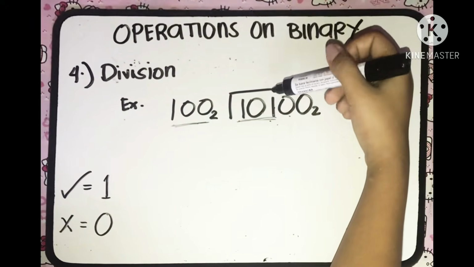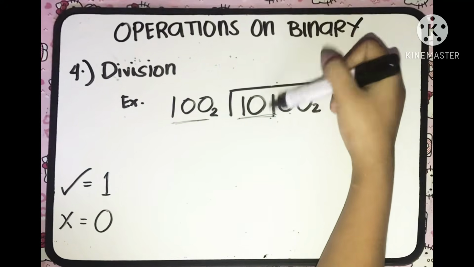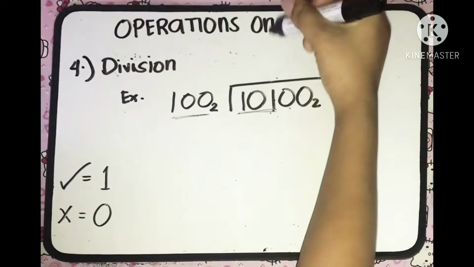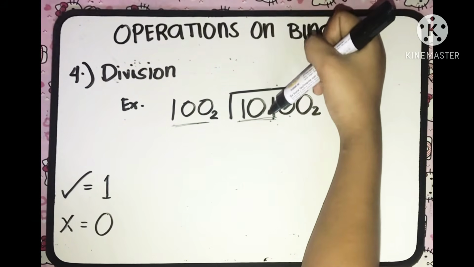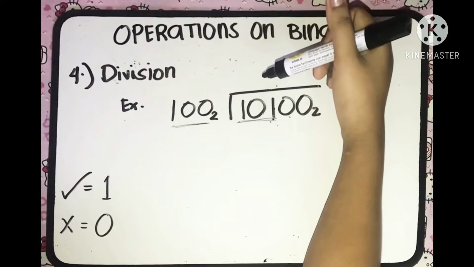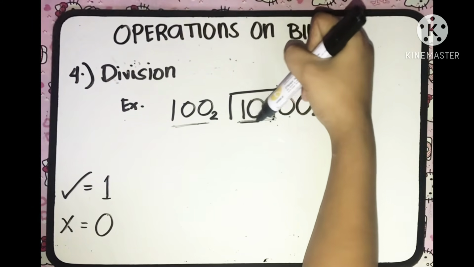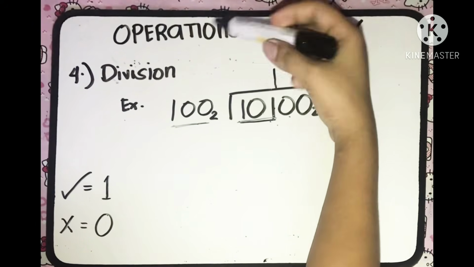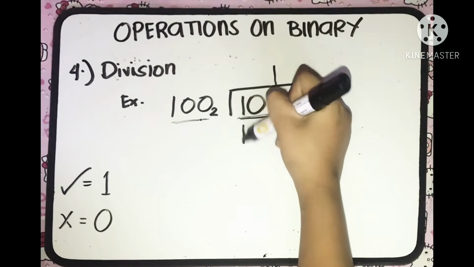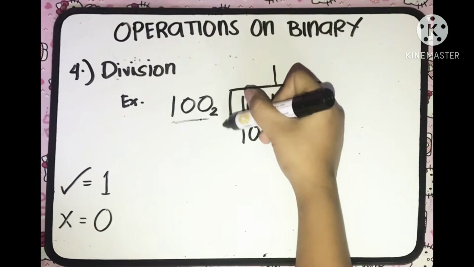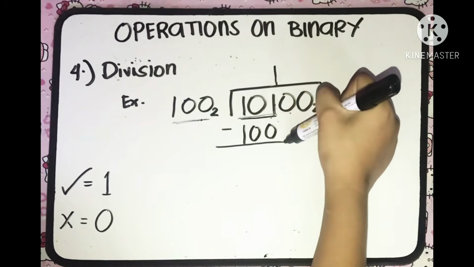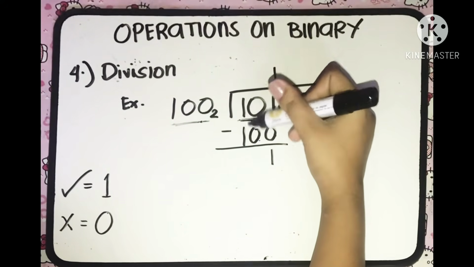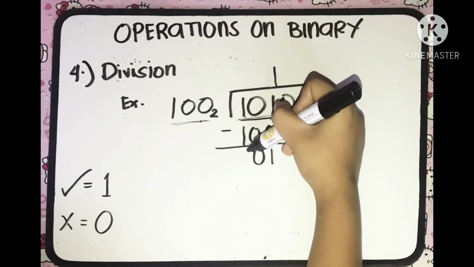And then, kapag mas malaki yung value nung nasa dividend natin kaysa sa divisor, kaya siyang i-divide. So, answer natin is 1. And then, kapag naman mas maliit yung value ng nasa dividend, so answer natin is 0. But since sa case natin na ito, mas malaki yung value ng nasa dividend natin, so answer is 1. And then, multiply natin doon sa divisor natin. So, we'll have 1, 0, 0. Then, applying the rules in subtracting binary numbers, so we'll have here 1 minus 0, which is equal to 1, then 0 minus 0, which is equal to 0, and 1 minus 1, which is equal to 0.